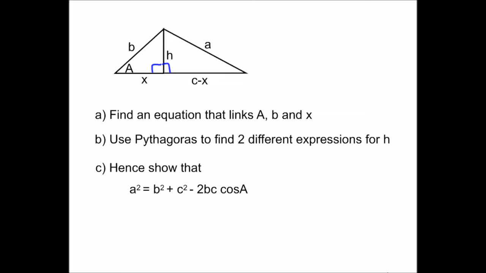Okay, part A says find an equation that links A, B and cos x. So I'm having a look at this triangle. It's a right angled triangle and we've got A, we've got B, well B is the hypotenuse and we've got x, x is our adjacent. So we can say cos A is equal to my adjacent over my hypotenuse, and that's part A.